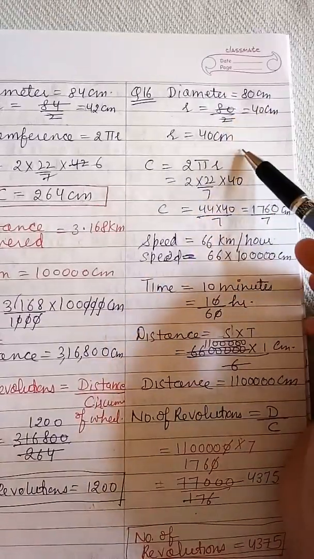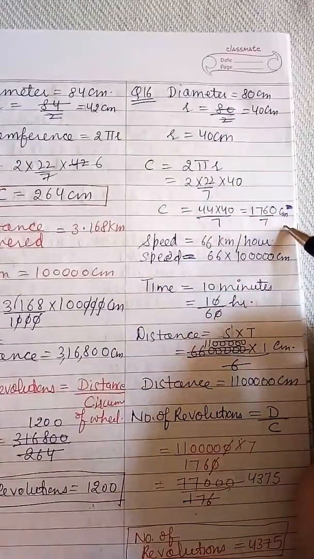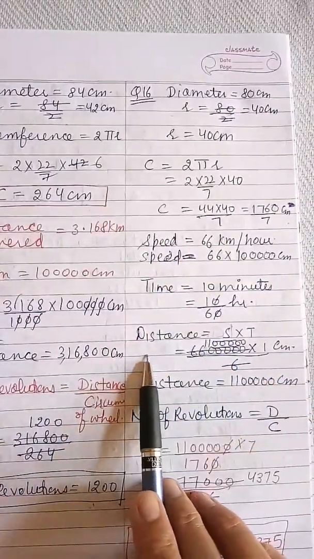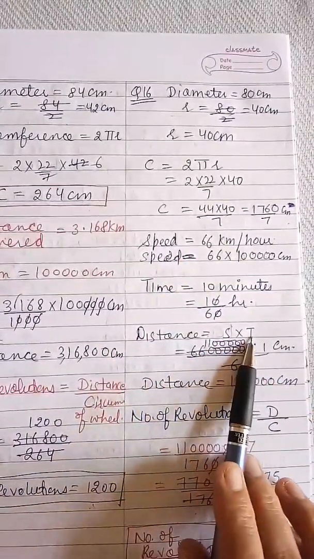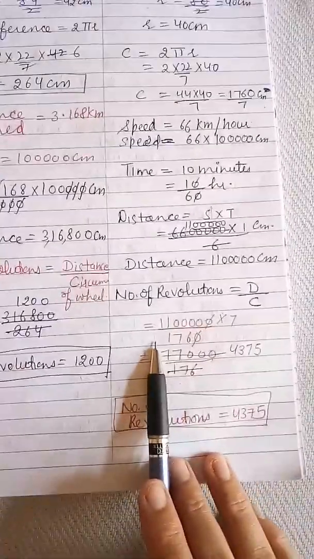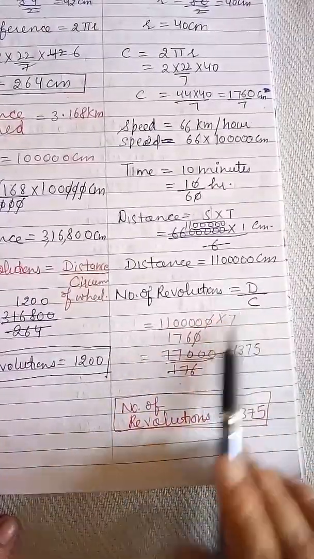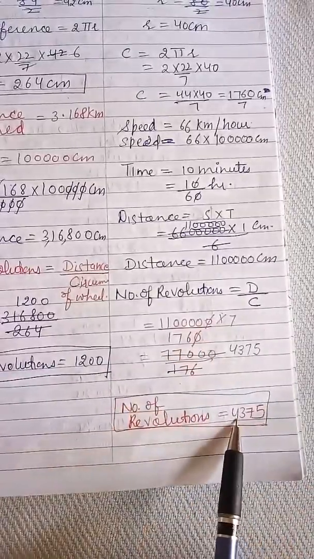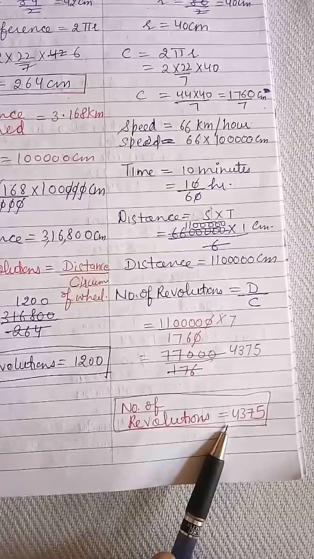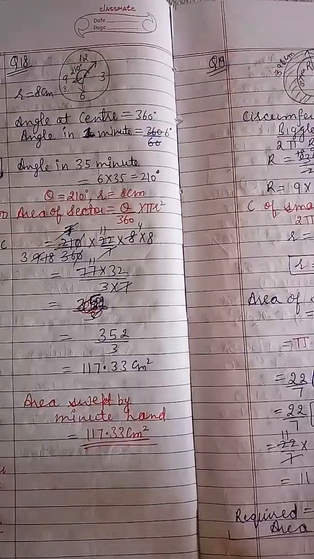Diameter is given, we can calculate the radius, then we will calculate the circumference. Speed is given, time is given, we can calculate the distance by using the formula speed into time. So we can calculate distance in centimeter, the number of revolutions is distance divided by circumference, we can put the values and we are getting the number of revolutions, 4375.